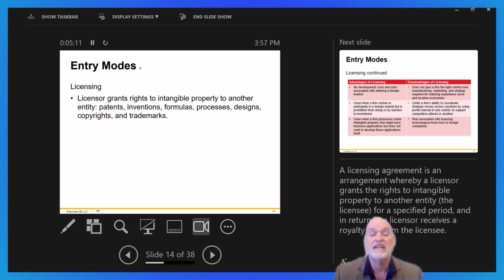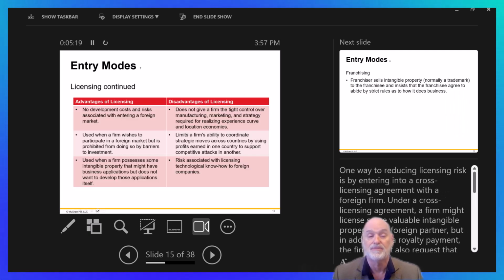Licensing grants rights to intangible property to another entity: patents, inventions, formulas, processes, designs, copyrights, and trademarks. The advantages of licensing: no development costs and risks associated with a foreign market. It's also used when a firm wishes to participate in a foreign market, but is prohibited from doing so by whatever barriers to investment may exist within that country.